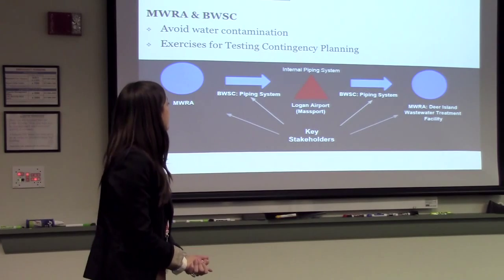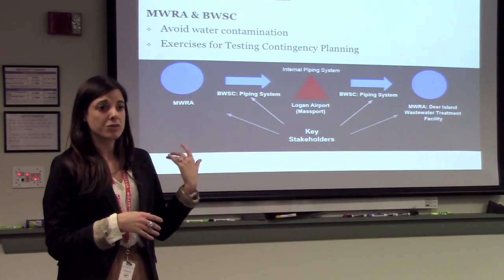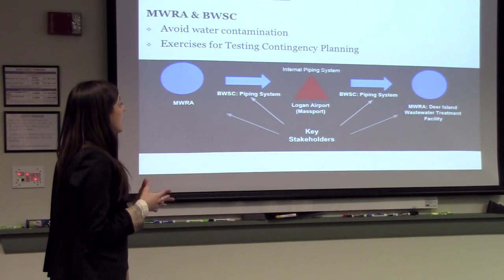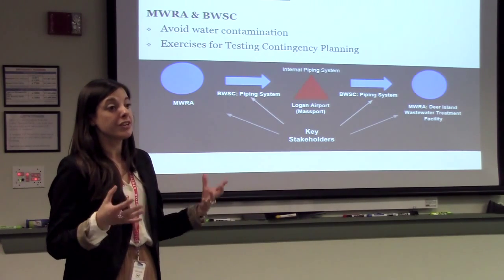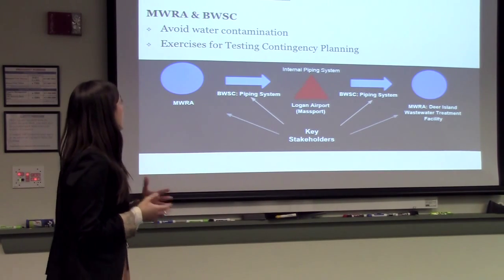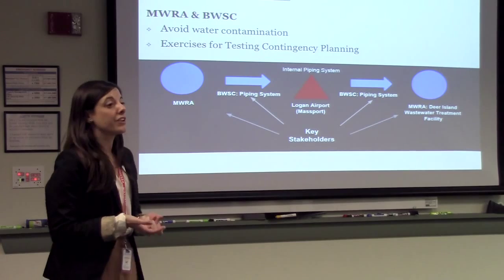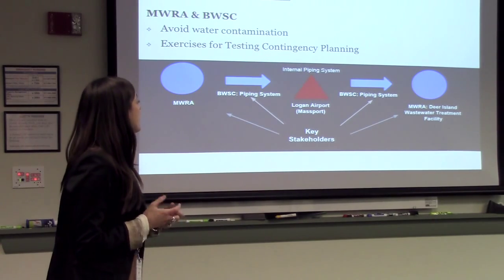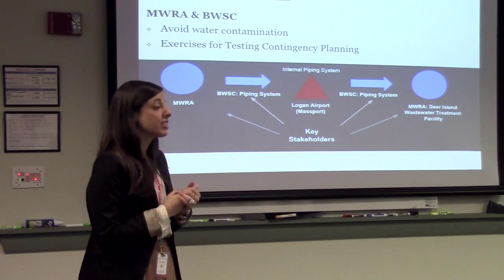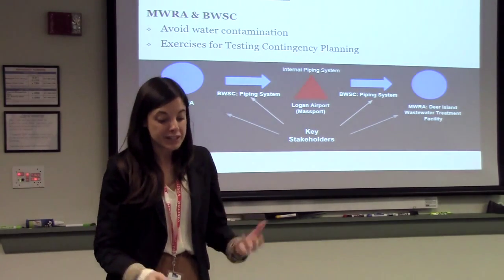Another issue is the water system. We learned that Logan Airport experienced a boil alert in 2010, so you might be familiar with this process, but it's very important to provide good quality water and a reliable sewage system at the airport. So it's important to have partnerships with, or work together with, the Massachusetts Water Resources Authority and the Boston Water and Sewer Commission. Something interesting that we learned is that at the Deer Island water plant, they have a lot of experience in exercises for testing contingency, and it's something that Massport could learn from them and start implementing.